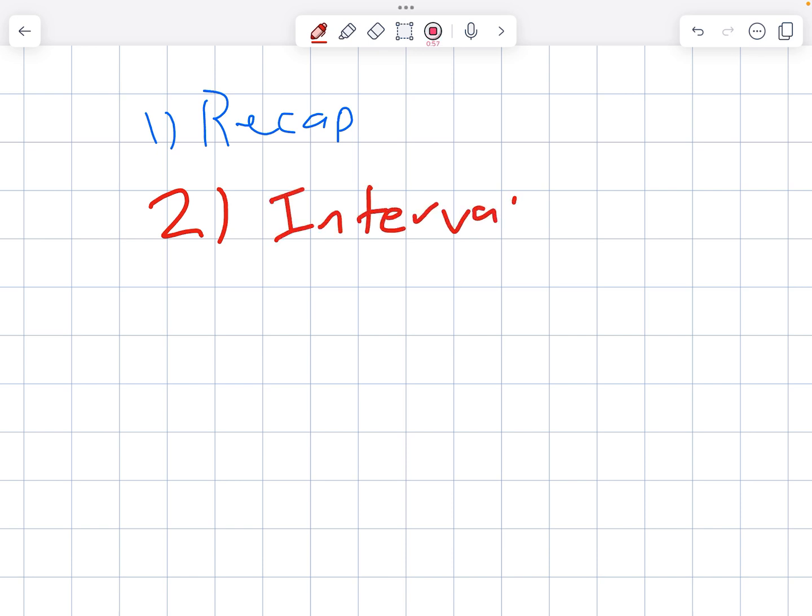So first, we're going to recap some of the notation we learned in yesterday's video. Let me just increase the size of this pen. Second, we're going to learn about interval notation, which is really a fancy way of describing our domain and range.